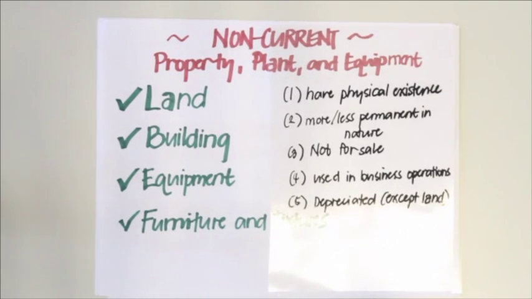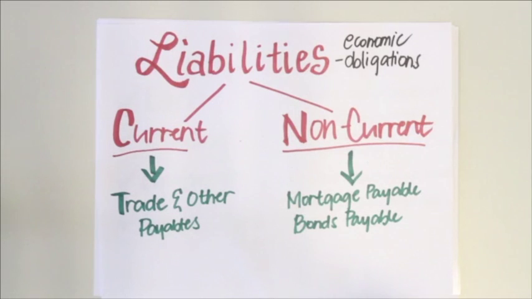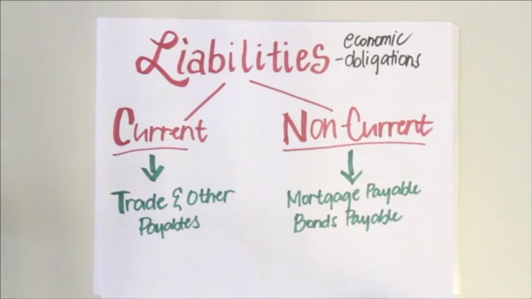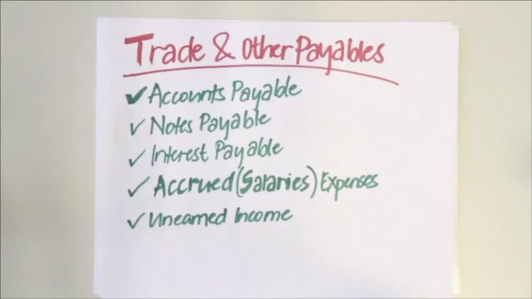Now that we have finished with the assets, we move on to your liabilities. Simply put, these are economic obligations of the company that they must settle in the future. Again, it's divided into current and non-current. Under current liabilities, we have trade and other payables, while under non-current liabilities, we have mortgage payable and bonds payable. So looking more closely, we have here trade and other payables.